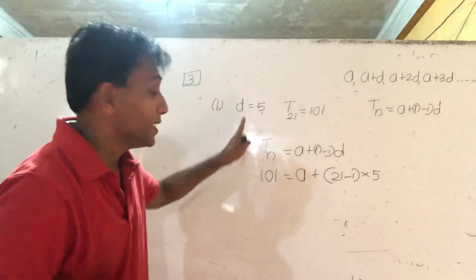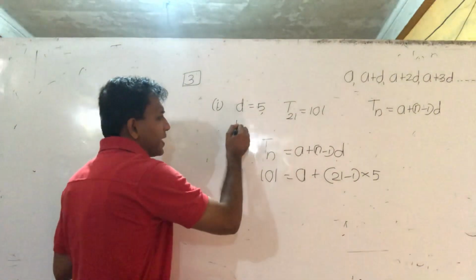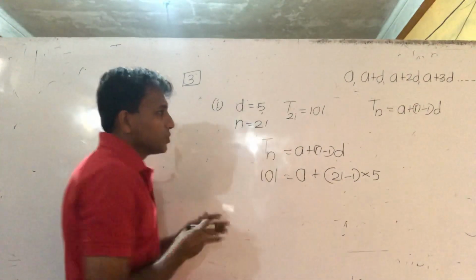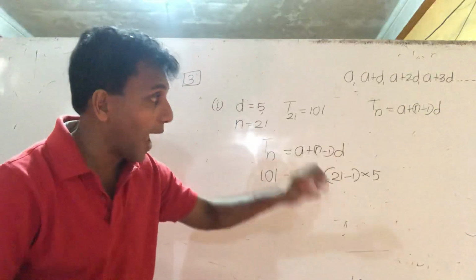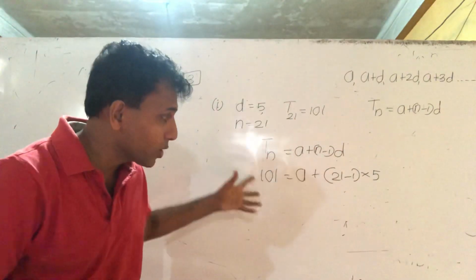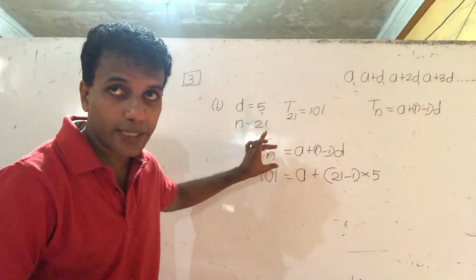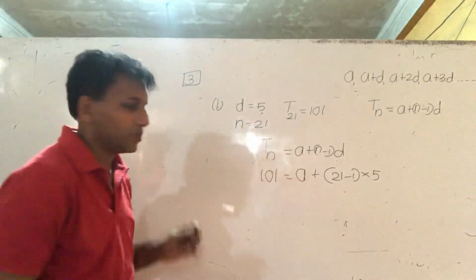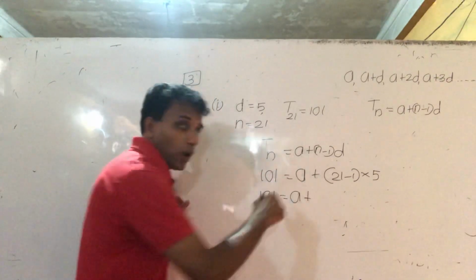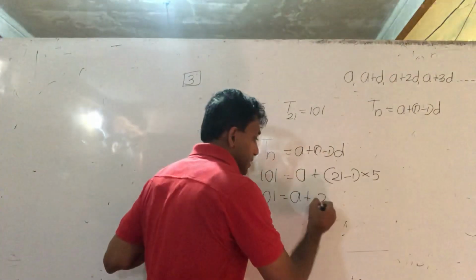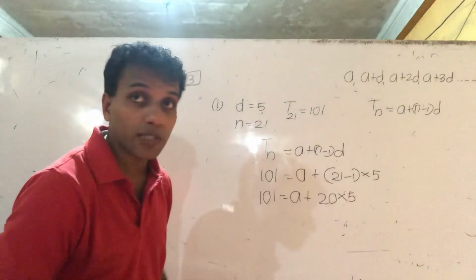So here they said d is 5, T21 is 101. Therefore n is 21, right? So think about this formula: Tn given, a missing, d given, n known. Then by substitution you can find the a answer. These are the questions using this formula. Now solve this equation: 101 equals a plus 21 minus 1, that is 20, into 5.